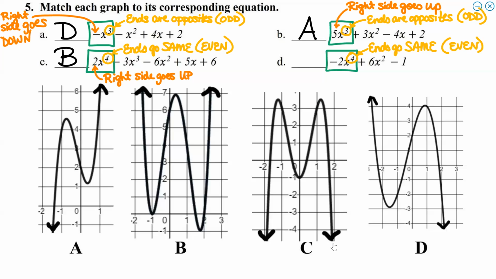And then how do I know for sure that this has to go with C and not B? Negative leading coefficient, so the right side goes down. So this matches with graph C. All right. Do you guys have any questions on this one for me?